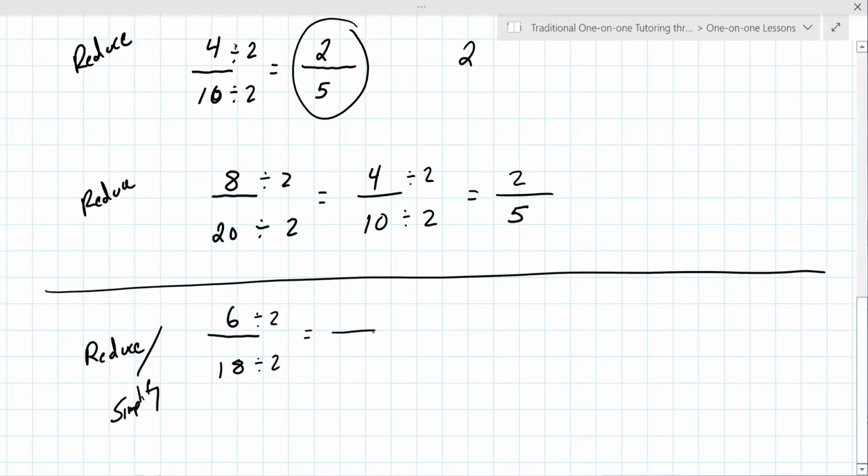Can you divide both of these by 2 for me? 18 divided by 2 is 12? You're dividing, so it has to get smaller. So 6 divided by 2.